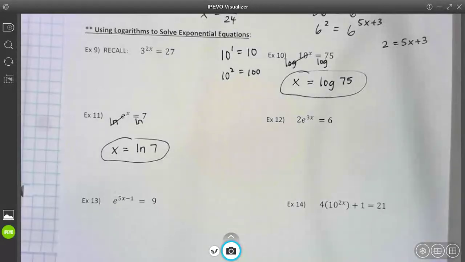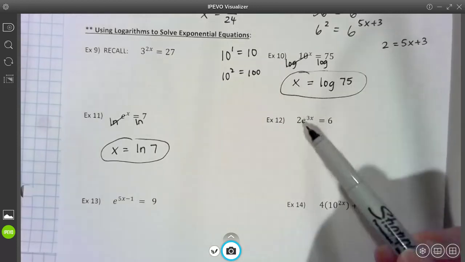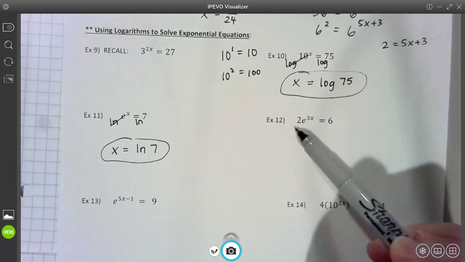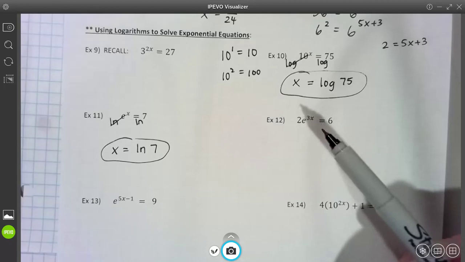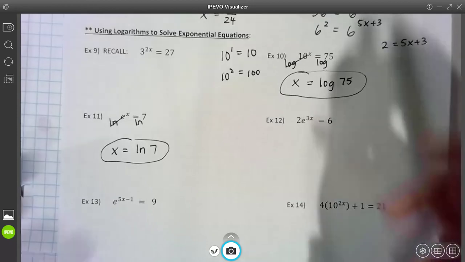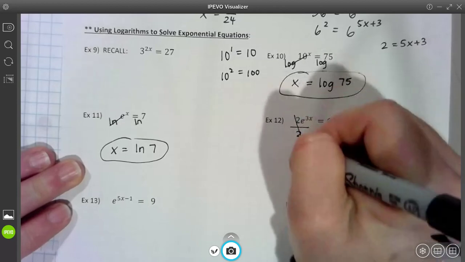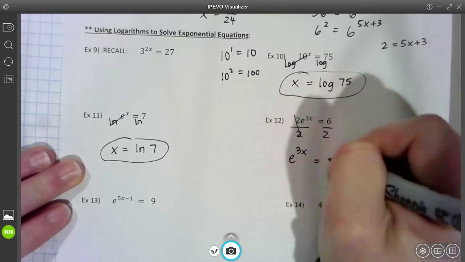Okay? All right, look at number 12. First things first. If we're going to undo the exponential, first you have to isolate the exponential. So right now, e is being raised to the power of 3x. 2 is not. So 2's got to go away. He's got nothing to do with what's being raised to this power. So divide both sides by 2. You get e to the power of 3x equals 3.